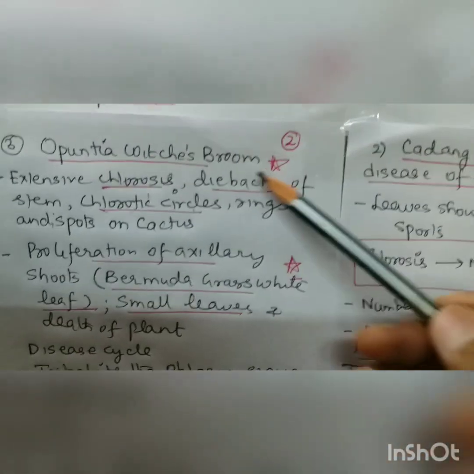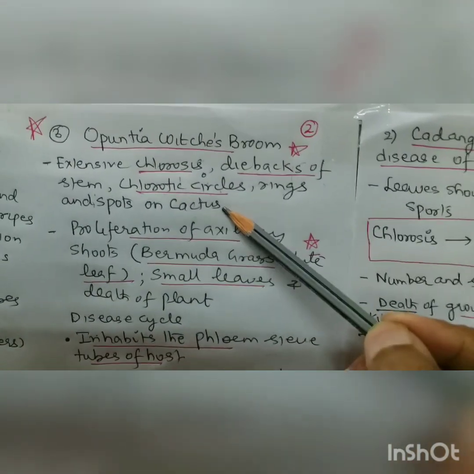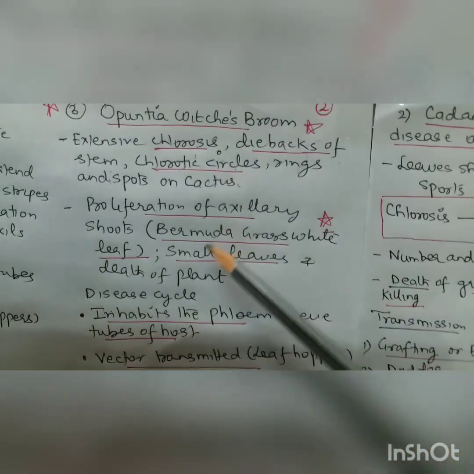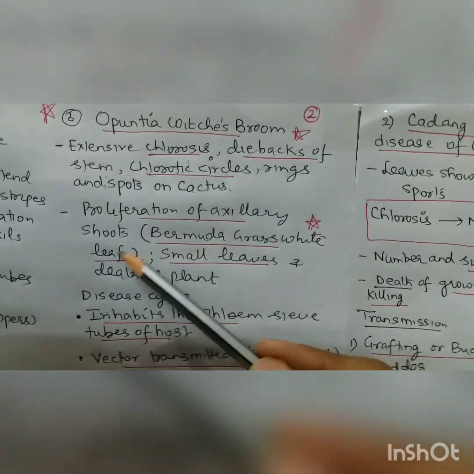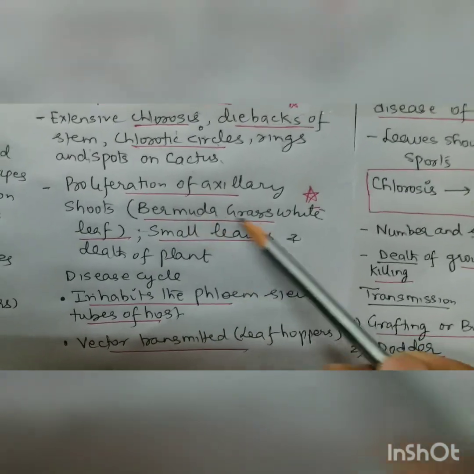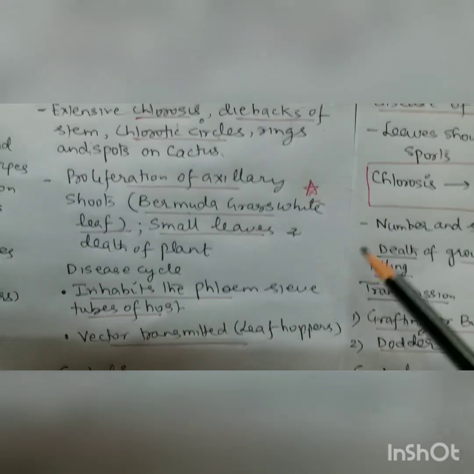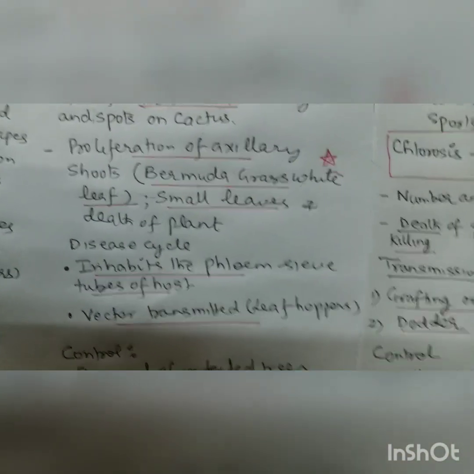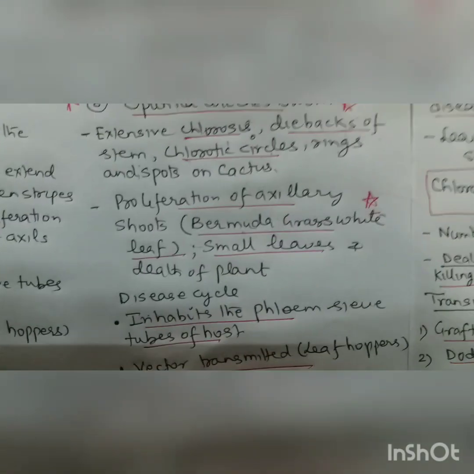So simply, first is the chlorosis, dieback of the stem, chlorotic circles, rings and spots on the cactus. Then proliferation of axillary shoots, same as we did last time. It is also in the other disease which I am not covering, Bermuda grass white leaf; the symptoms are the same. But here the proliferation of axillary shoots is prominent in Bermuda grass white leaf. So leaves are small and it results in the death of the plant.